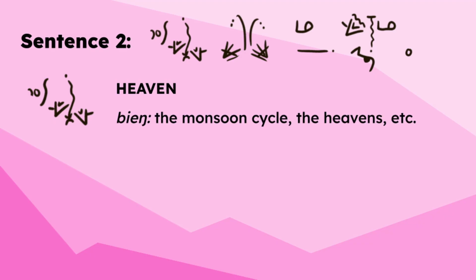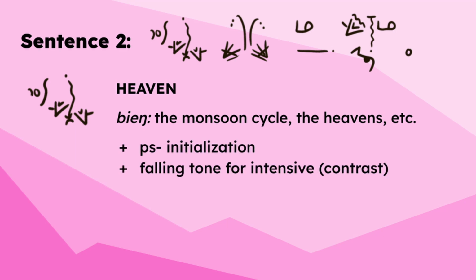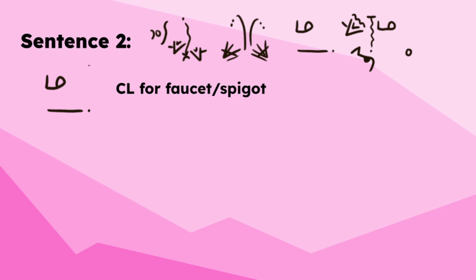Since the hand shape is restricted and significant for meaning, the spoken word gets an initial psa. It also takes a low tone intensive marker for contrastive focus, giving psiang. We're in the home stretch now. Next is another classifier assigned where the last word was. Its shape and location represent a spout coming from heaven.